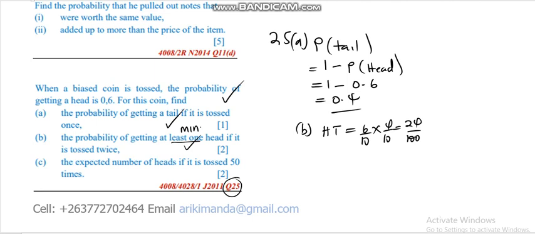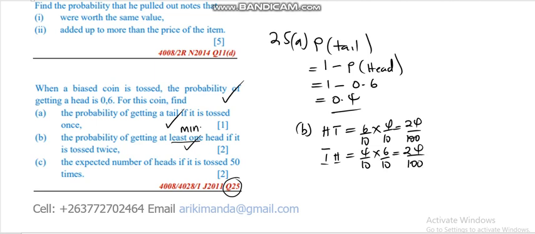The other combination, the outcome of our tossing of one coin twice could be a tail followed by a head. Again, we have 6 over 10. Probability of getting a tail is 4 over 10. Multiplied by probability of getting a head, 6 over 10. We get 24 over 100.